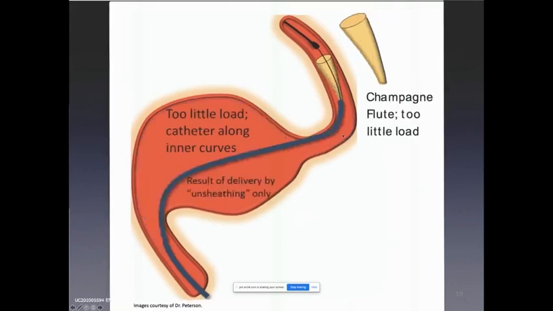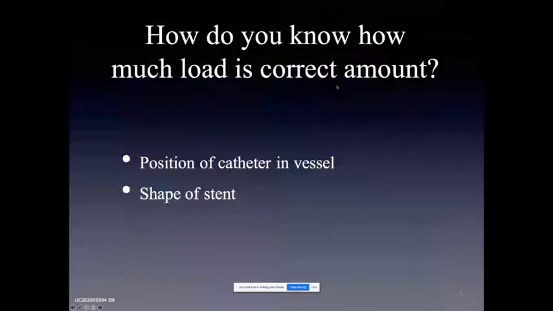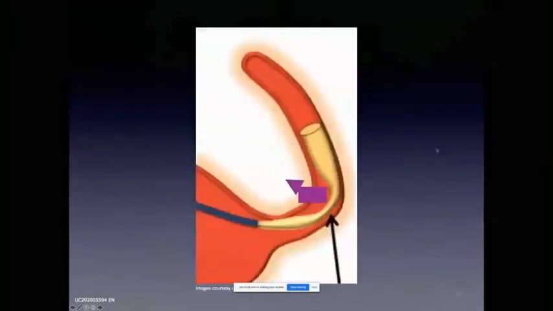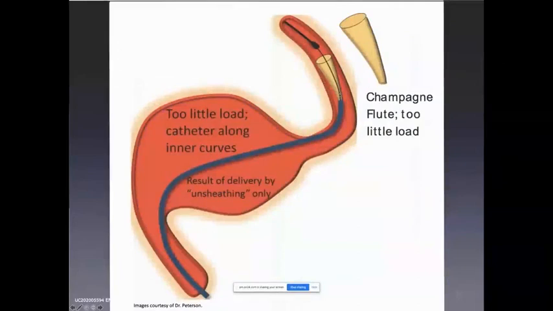Here's the opposite problem. If you just pin and unsheath it, the stent will stretch out like this. And you can see I've got too little load here. See, it's all pulled back to the inner curve here, pulled back to the inner curve here, and the shape of the stent doesn't look like this nice shape here. It's way too underloaded and stretched out. They call it the champagne flute. It's too little load. So by looking at where your catheter is on the inner and outer curves and by looking at the shape of the stent, that should tell you whether you've got pushing or pulling to do next, all right?